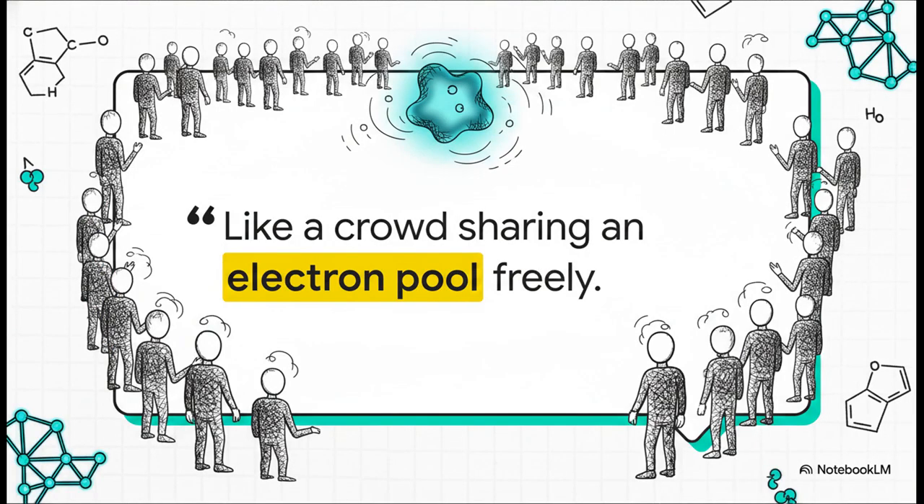So if ionic is a donation and covalent is sharing between friends, metallic bonding is like a massive crowd sharing a pool of electrons freely. It's this completely communal strategy that provides incredible structural integrity, all while allowing energy to just zip right through it.